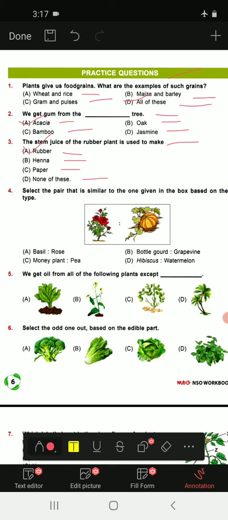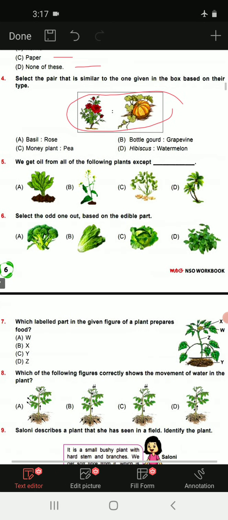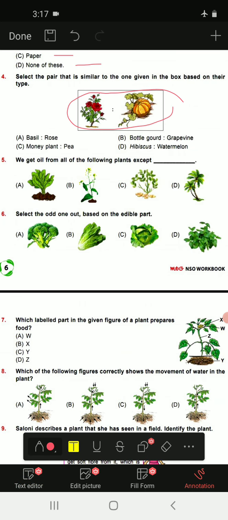Next question. Here you see that there are two pictures. Now the question is, select the pair that is similar to the one given in the box based on their type. Option A is basil, rose. Option B, bottle gourd, grapevine. Option C is money plant, pea. And option D is hibiscus, watermelon. So the answer is D, hibiscus and watermelon.